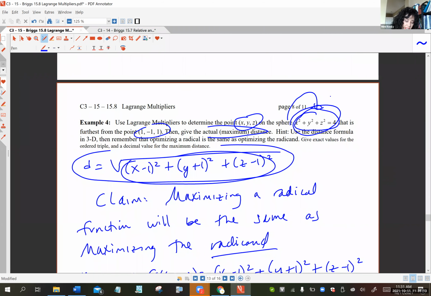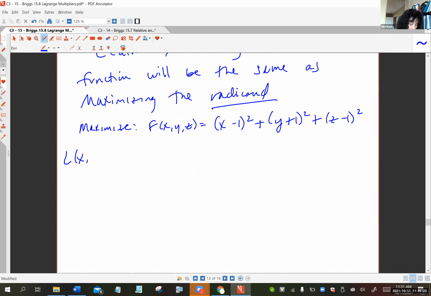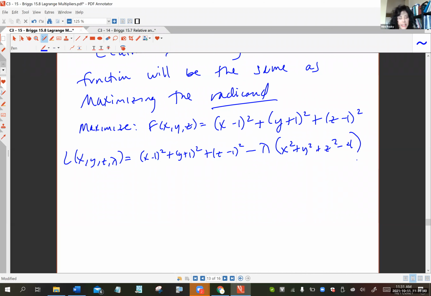The constraint is the sphere. So this is definitely a candidate for Lagrange. We got our constraint, we got our function to be optimized. So our big Lagrangian function here is going to be this radicand. I'm just going to copy it down again, minus lambda times the constraint, where you subtract 4 from both sides, because you like to get it written as everything equal to 0.